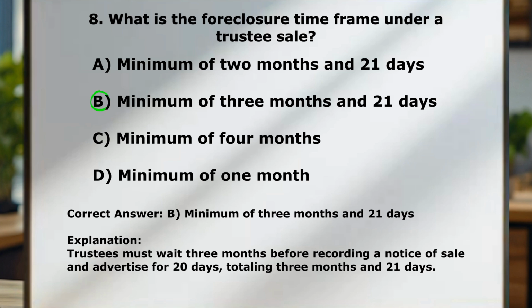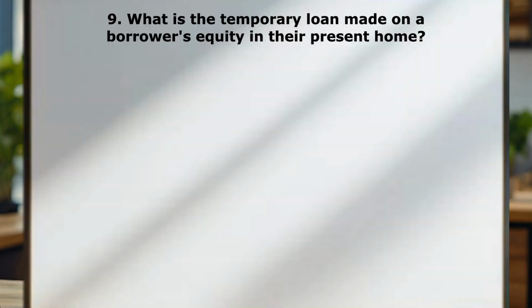So trustees must wait 3 months before recording a notice of sale and advertise for 20 days, which totals 3 months and 21 days. We don't want anyone to get foreclosed on, but hopefully they can make it right in that time frame. All right, question number 9. What is the temporary loan made on a borrower's equity in their present home?